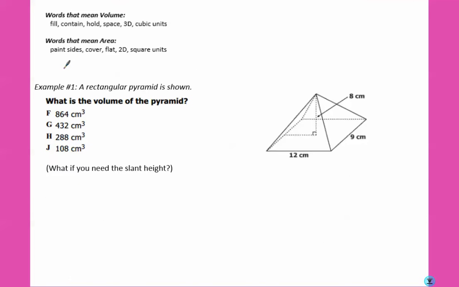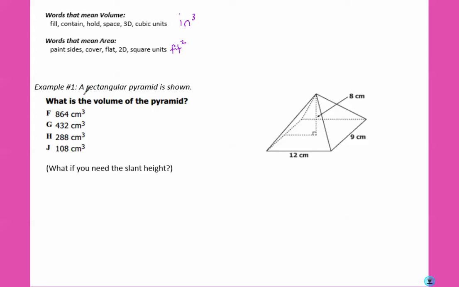So let's talk about what some of these words could mean. If they want you to find volume, they could ask how much fills something, how much can it contain, how much can it hold, how much space is inside. It'll say 3D and it'll have cubic units, so inches cubed or something like that, the little 3. If it's looking for area, it might say something like paint the sides, cover, it lays flat, and it'll have square units, so something like feet squared.